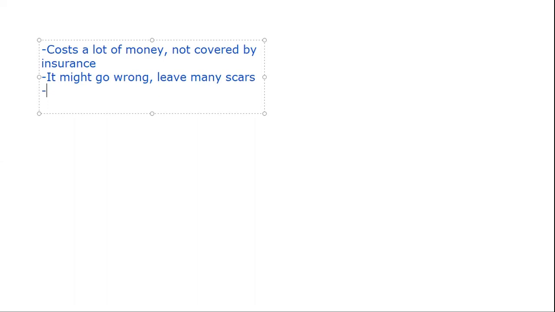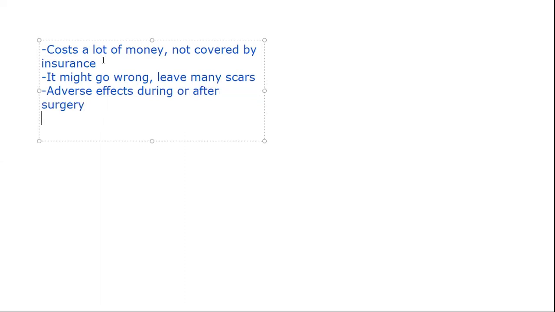Okay, Adam, what did you say? I said it might cause some diseases. Like skin cancer. Adverse effects. Exactly, adverse effects during or after surgery. I've heard of so many people who died under plastic surgery, and there are lawsuits, etc. Death, scarring, heart issues, etc.